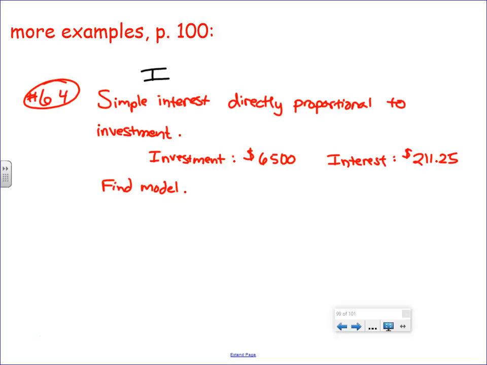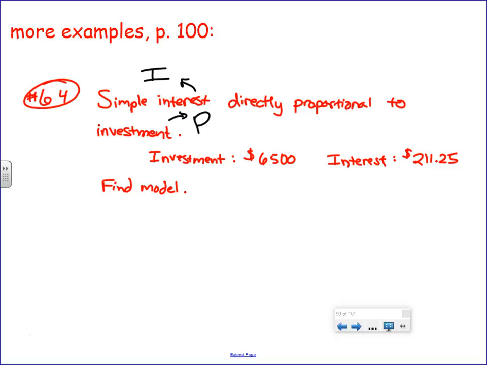We can't use I twice. We're going to use P. Does anybody remember why I use P for investment? I equals PRT. Simple interest equals something times rate times time. Who's Mr. Principal? Principal, thank you. Different meaning, but anyway.